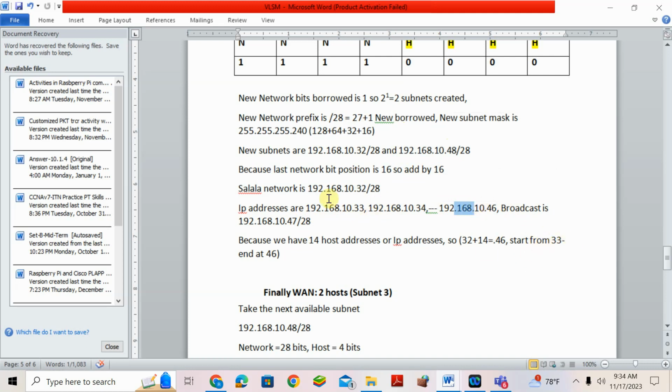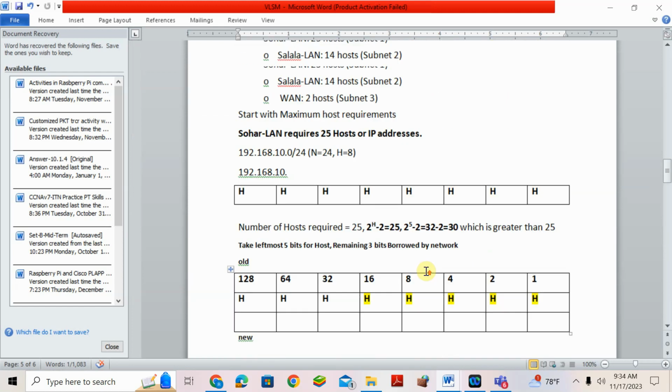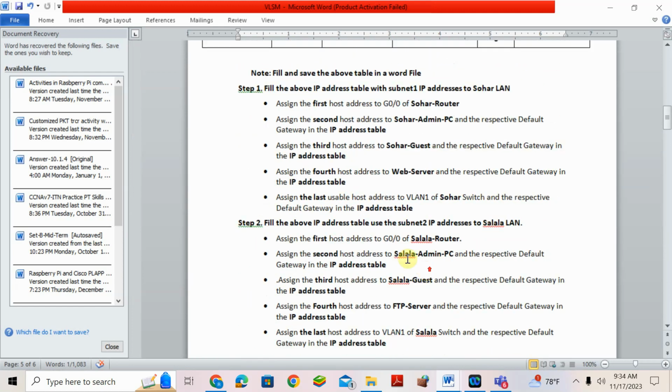Now how do we fill the table? So Salala LAN has 32 as the network, first is 33 IP address, 34 second, like that. Mask is 255.255.255.240. Okay. So see here, go to this table here again.